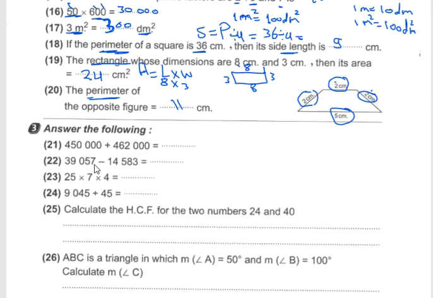After that, he said 450,000 plus 462,000. We'll make addition. 3 zeros plus 3 zeros equals 1, 2, 3 zeros. 0 plus 2 equals 2. 5 plus 6 equals 11 and carry up 1. 1 plus 4 is 5. 5 plus 4 equals 9.